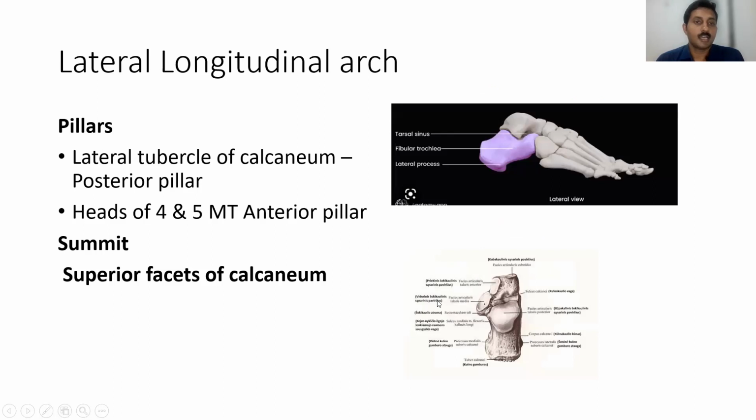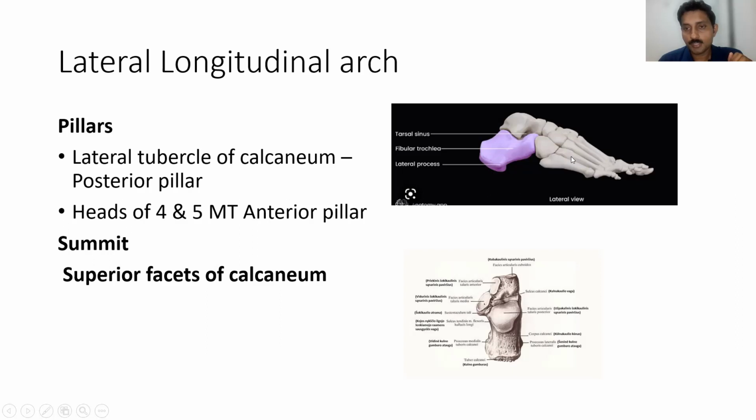What are the lateral arch pillars? You can see here, just seeing the picture. Anatomy is nothing but see the picture and understand the terms. Then everything is easy. We have the pillars. What I told about the pillar, the one which is touching the ground is the pillar. So what is the one which is touching the ground on the lateral side here? This is the lateral part of calcaneus along with the tubercle. This forms the posterior pillar.